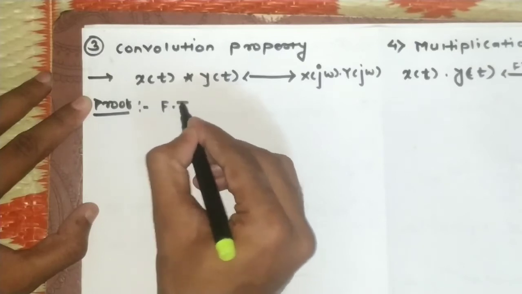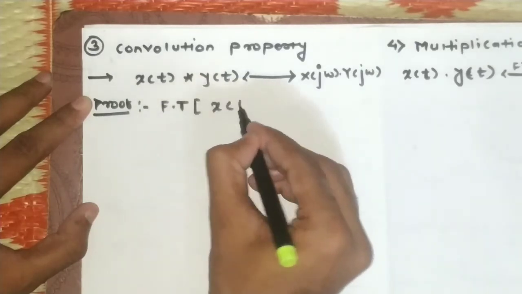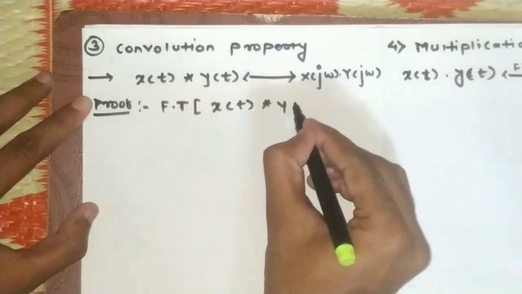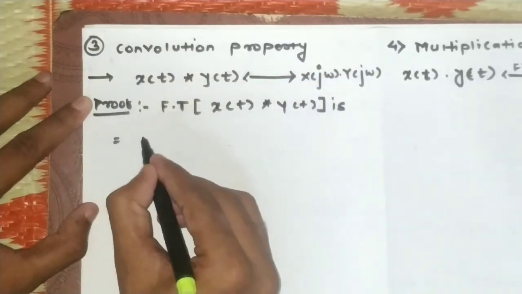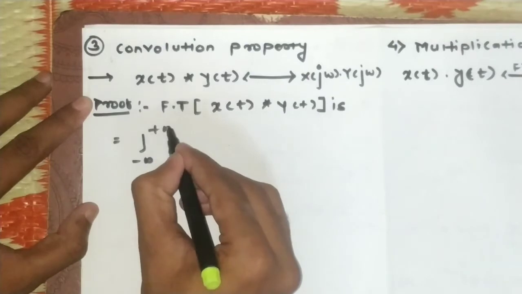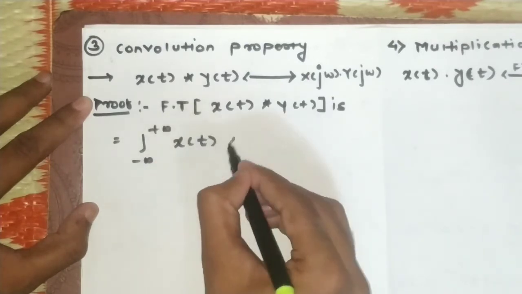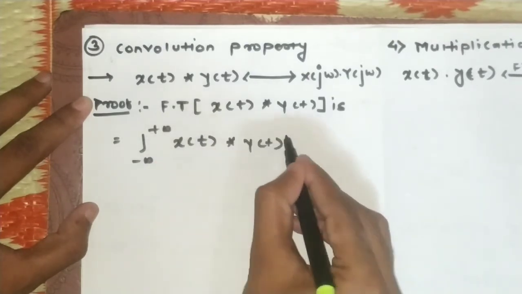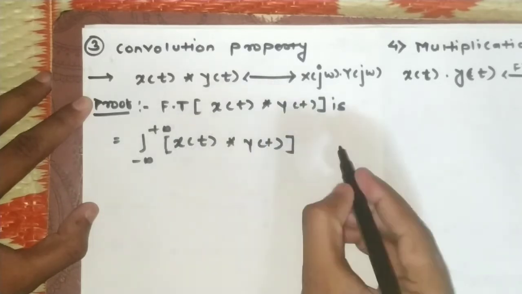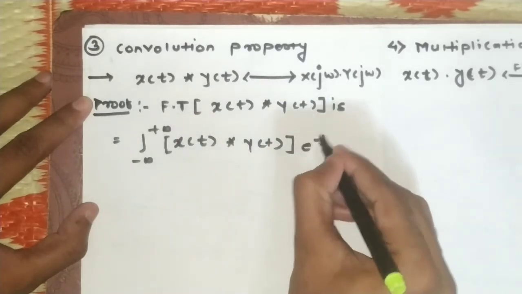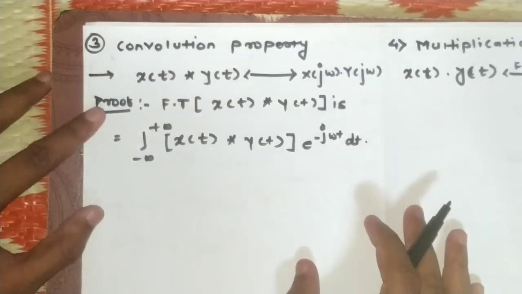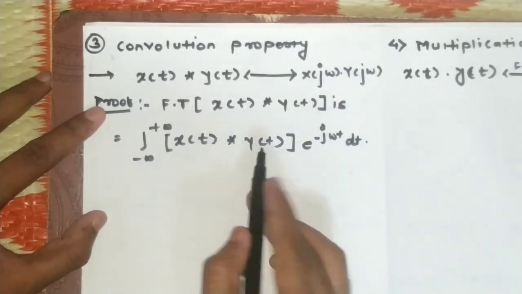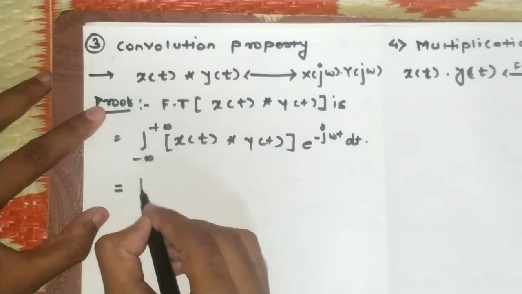In order to prove this property, we use the same set of equations as before. The Fourier transform of x(t) convolved with y(t) is, we have that equation, the integration of x(t), where the convolution sign we will keep as it is, times e raised to minus j omega t dt. Now we'll replace this convolution sign with the convolution integral term.